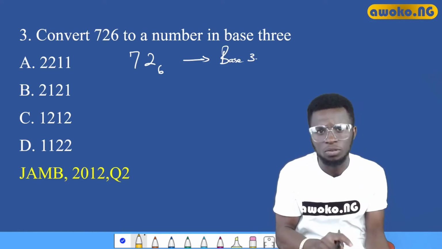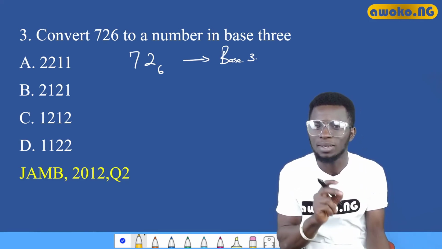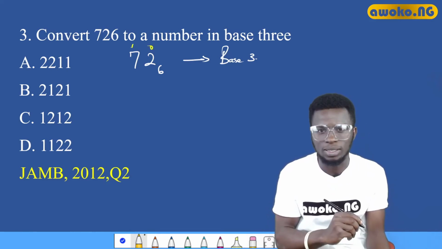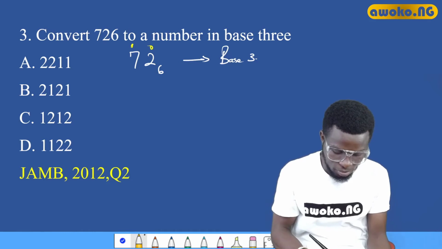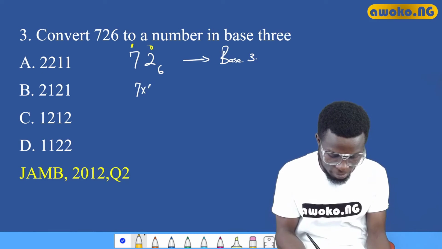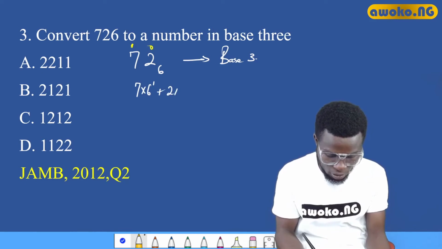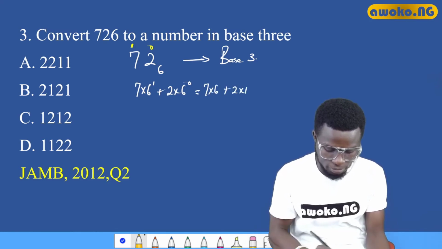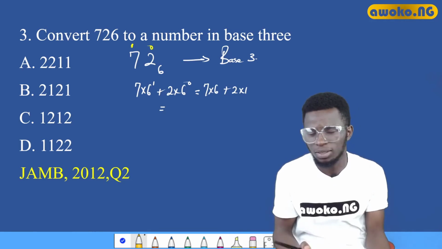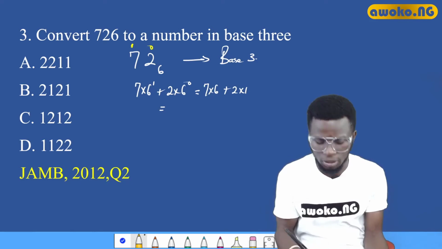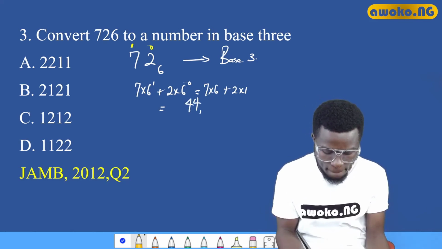Let us convert 72 base 6 to base 10. To do that, I will have to assign my exponent. So we have 7 times 6 raised to the power 1 plus 2 times 6 raised to the power 0. This gives me 7 times 6 plus 2 times 1. 7 times 6 is equal to 42. So 42 plus 2 is equal to 44. So I have 44 base 10.